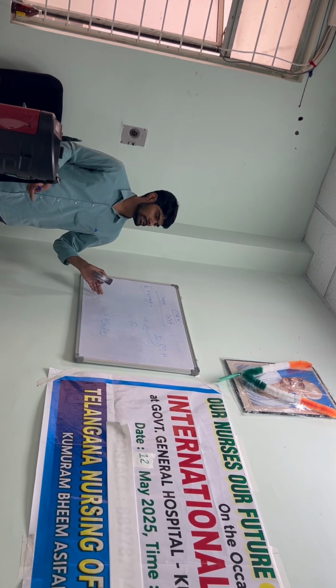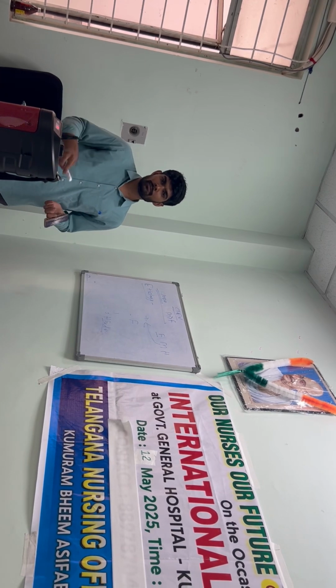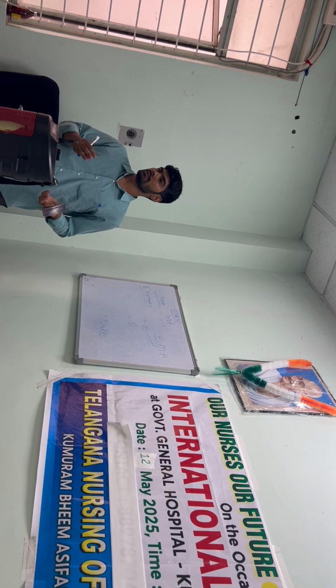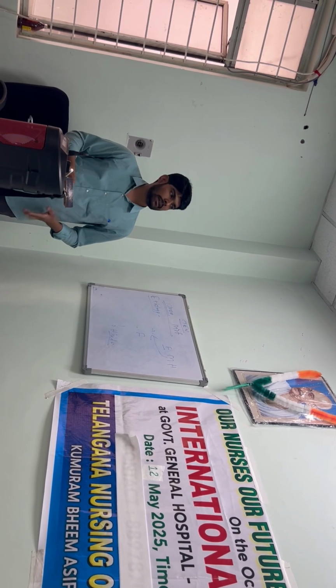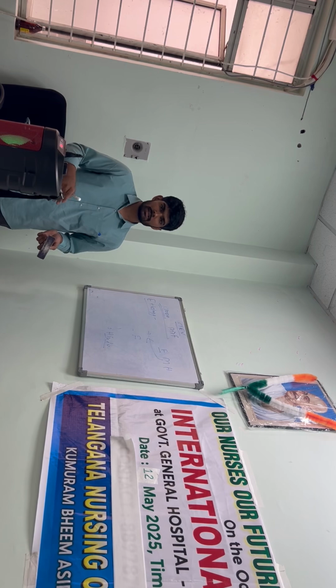The complications include that after some time it may develop into rocker bottom foot. Also it may cause talus avascular necrosis, and it may cause a residual cavus deformity.